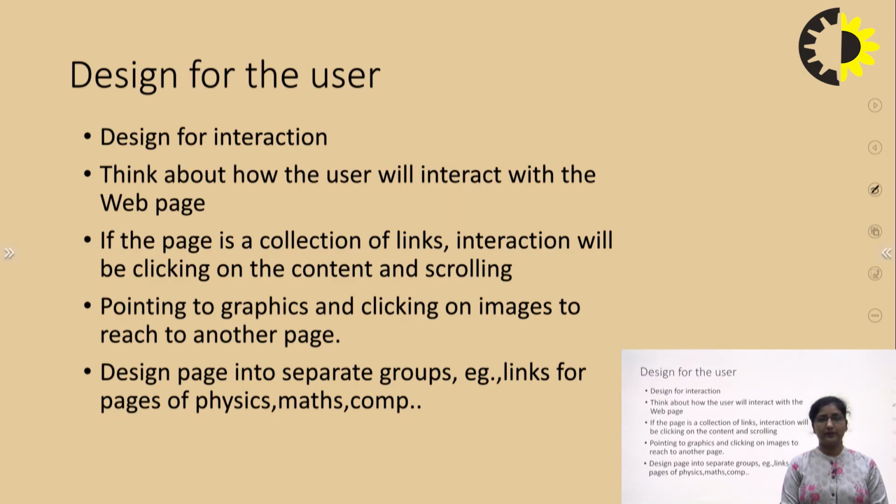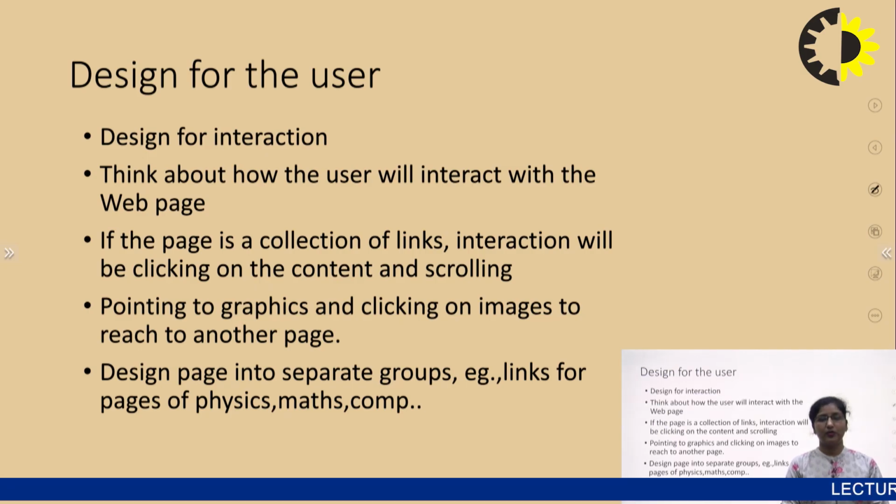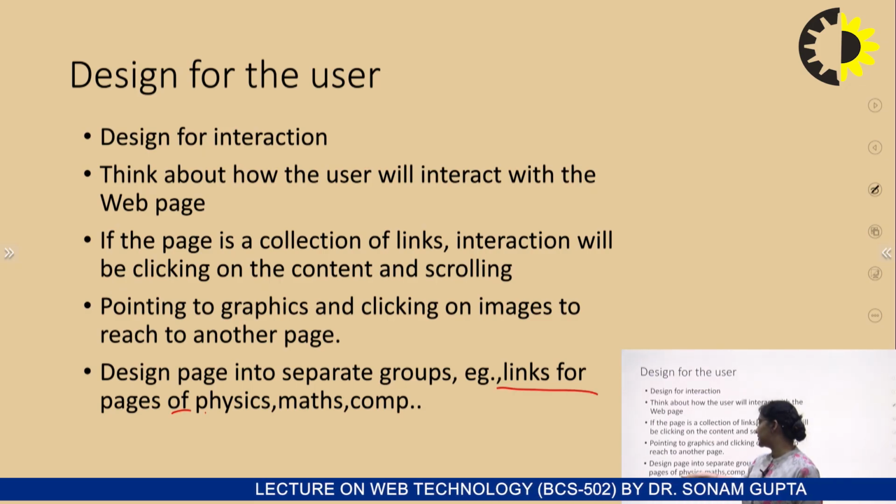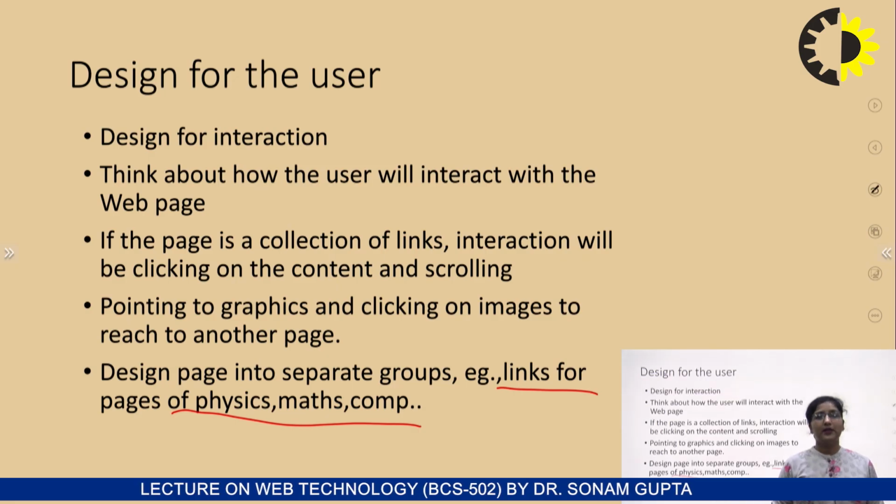So this is required. If the page is a collection of links, then interaction will be done by clicking on the content or by scrolling. Pointing to graphics and clicking on images to reach another page. By clicking on the graphics or the images, we can go to another page which has the relevant content. Designing the page into separate groups, like links for pages of physics, maths, computers, etc. There must be links available, so that by clicking on the link only, I can get to that website directly.